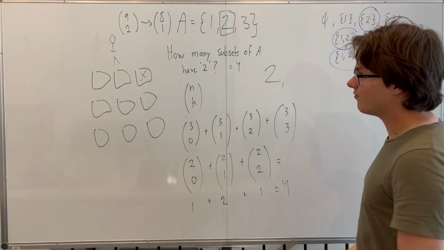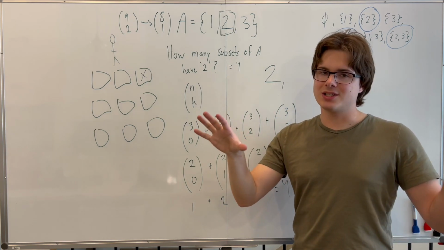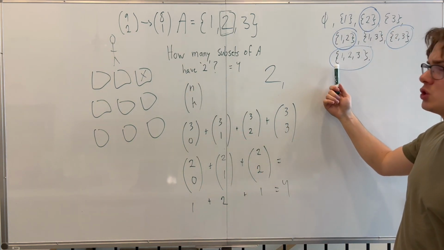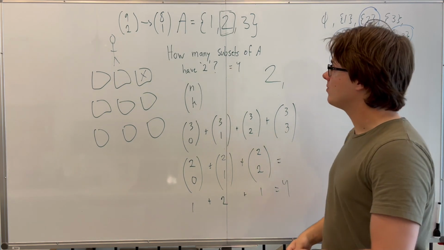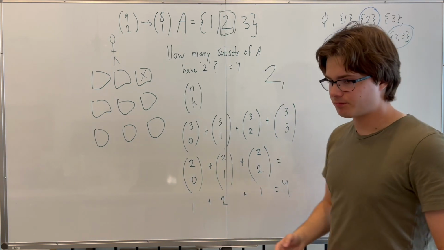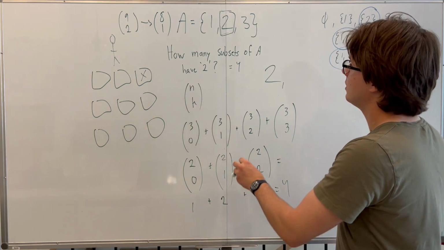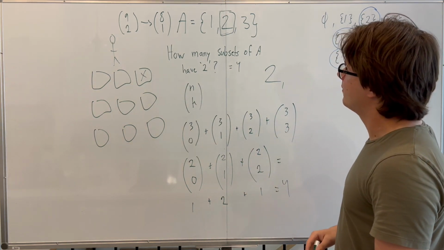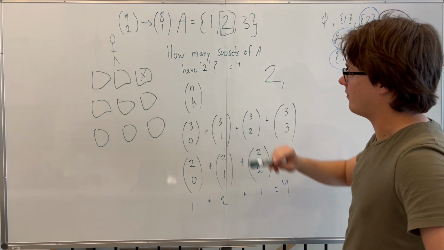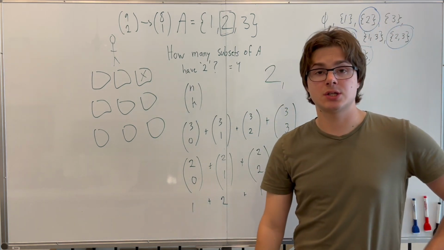So this is how we can find it in 3 different ways, kind of 3. I would really say 2, because you shouldn't write down all the subsets of something. This is how many subsets of A have a 2, and I prefer, of course, the choose method.